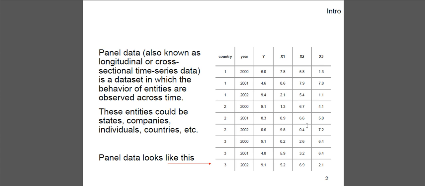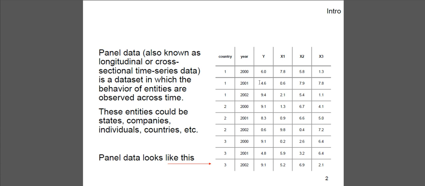As we see, panel data looks like this: we have a cross section, which is a country. We have three countries in this data and we have multiple years for each country, from 2000 to 2002. So there are multiple countries as well as multiple years, and we are collecting data for a dependent variable and different independent variables. We call this data a panel data set.